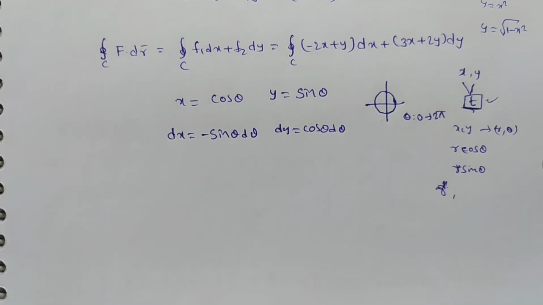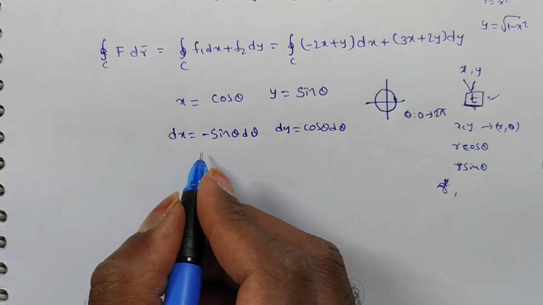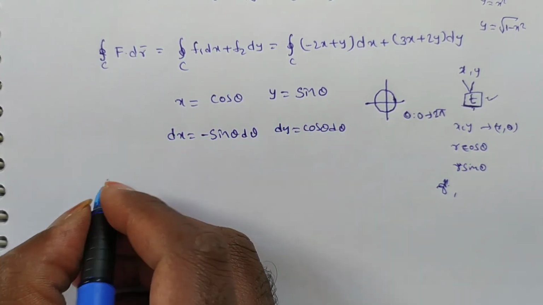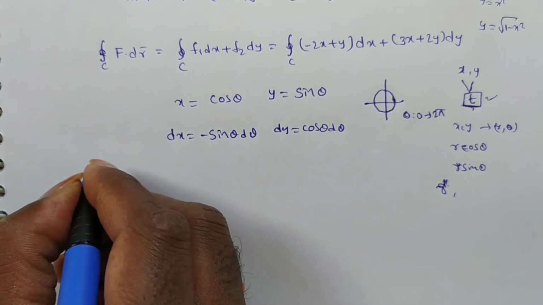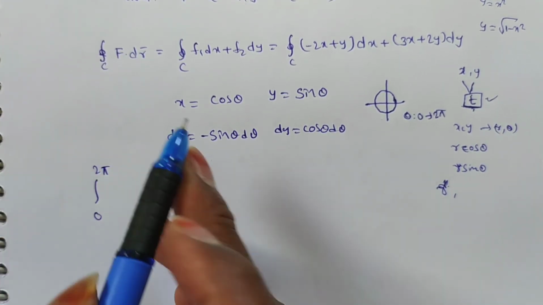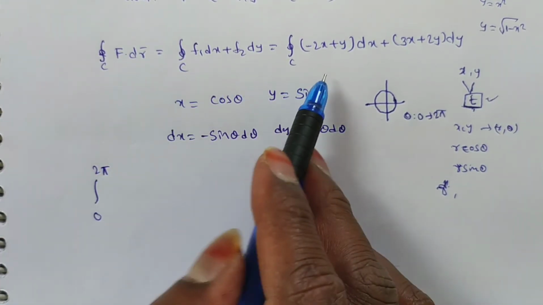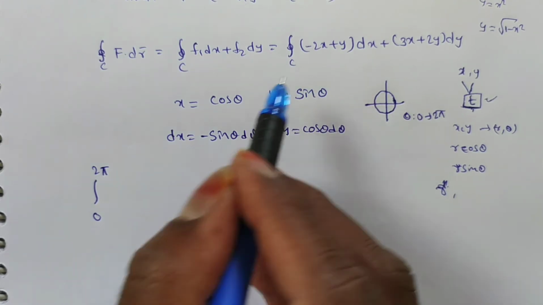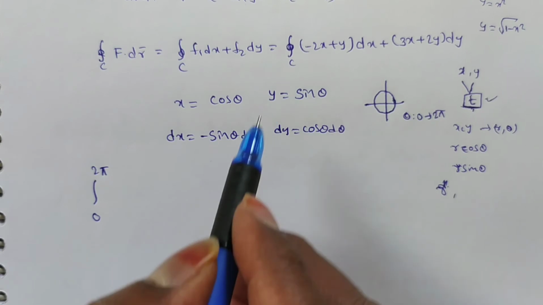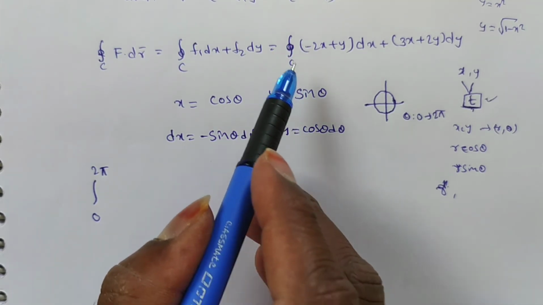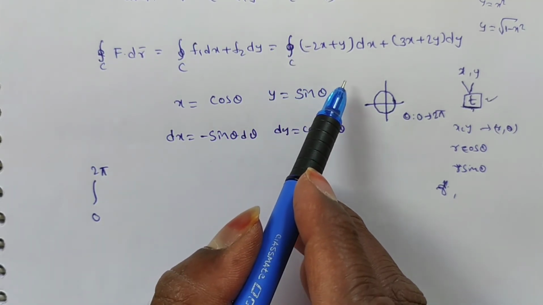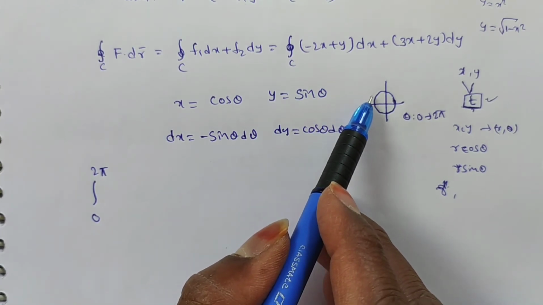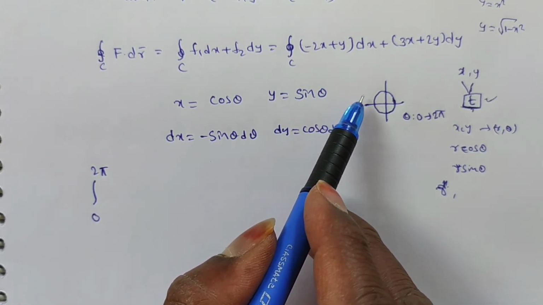Okay, now dx, dy values, x values, y values and theta limits you have to substitute in this equation, then it becomes integral from 0 to 2 pi. Friends, you remember we are doing a closed circle. This problem we can also do by using Green's theorem, because C is a closed curve. Due to that reason we can solve this problem by using Green's theorem also. We will discuss Green's theorem in the next videos.